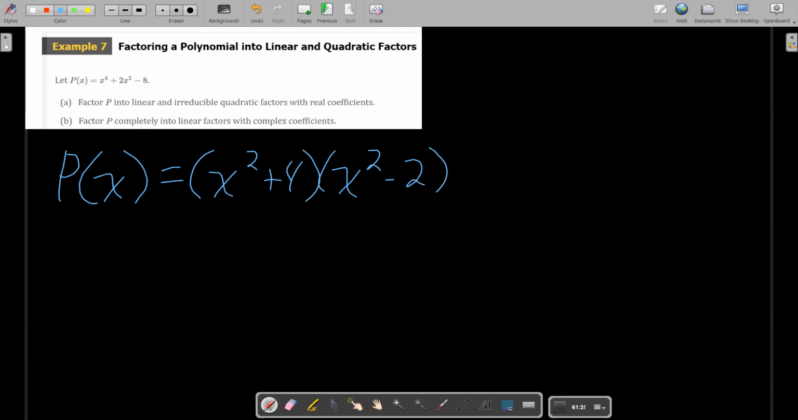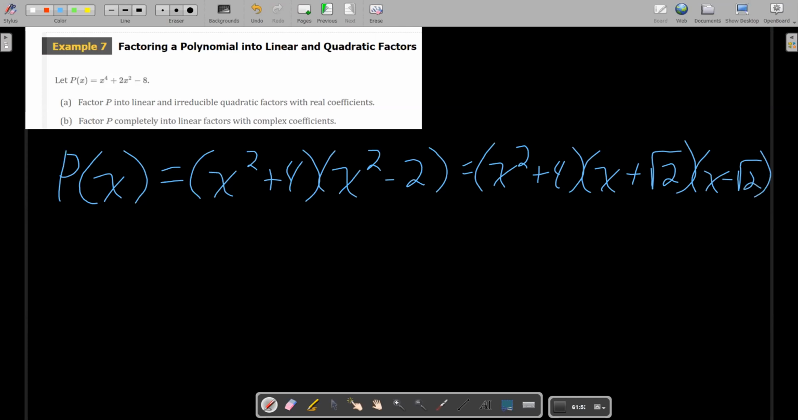Okay, we can reduce that, right? But we can also take the step further, because we know that this is a difference of squares, so we can say x plus the square root of 2 and x minus the square root of 2. All right, so that is factoring into linear and irreducible quadratic factors with real coefficients. Done.